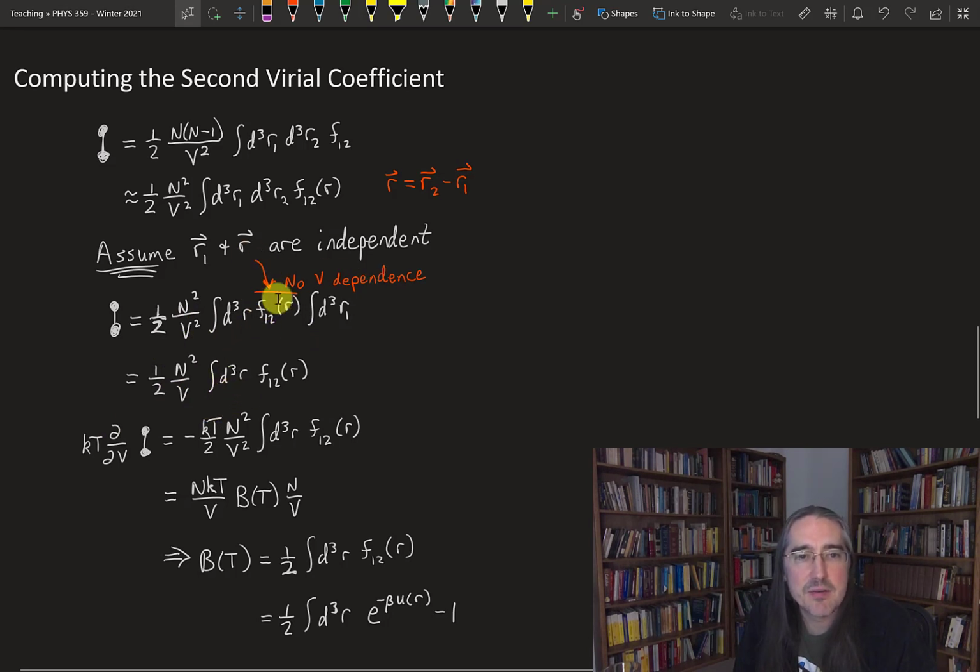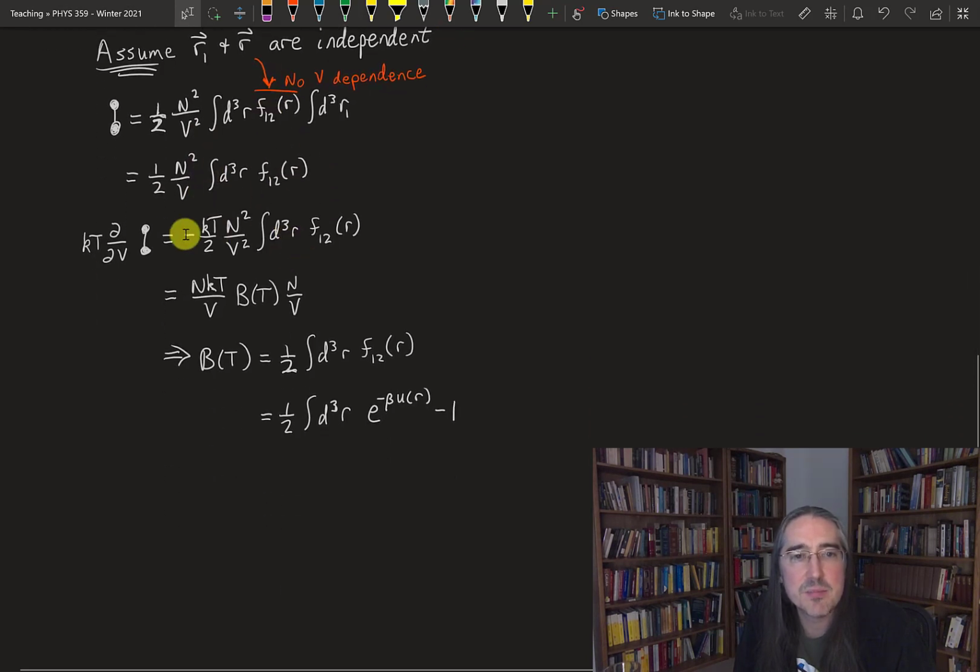Now, this lack of volume dependence is important because that means this integral will not be affected by the derivative with respect to v, right? This is a constant with respect to v. So now we've got things set up so that we can take our derivative, right?